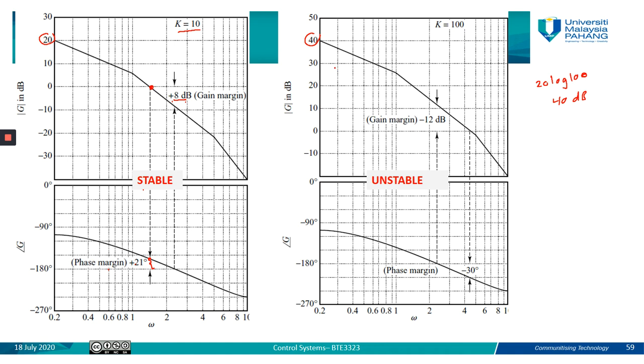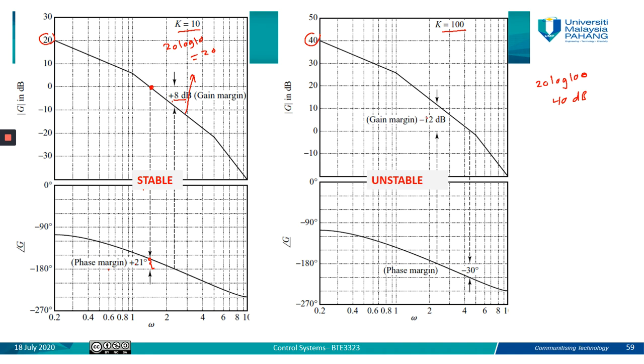That means we are going to shift our log magnitude plot. See, this here starts at 20 because we have 20 log 10. This gives you 20, so we start at 20 dB here. But if we have K equal to 100, we start at 20 log 100, which is 40 dB. So now it is like we shift up our log magnitude plot. When we shift it up, this part will go up here. So the crossover frequency will be changed.